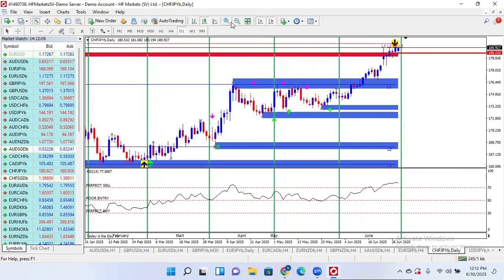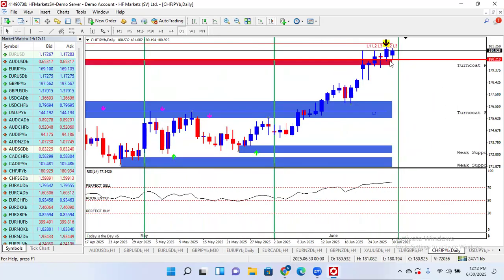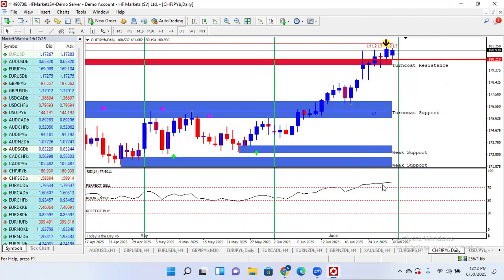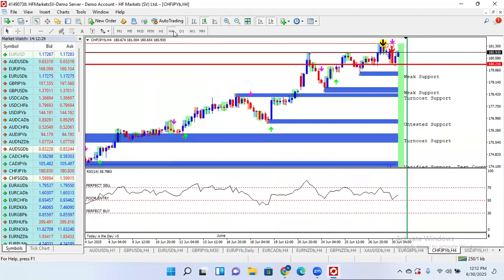Now, by tomorrow, if today closes above, here will turn to support. It will just turn to support here. So I know that in as much as RSI is above 70, the only condition for this market to sell is when we have 4-hour divergence. That's the third touch. Let me show you.